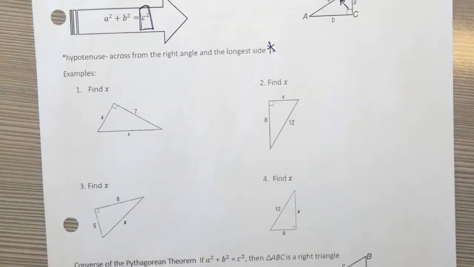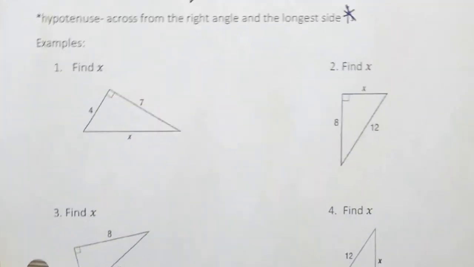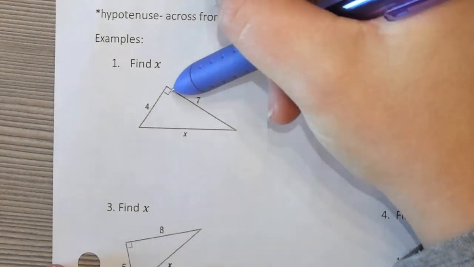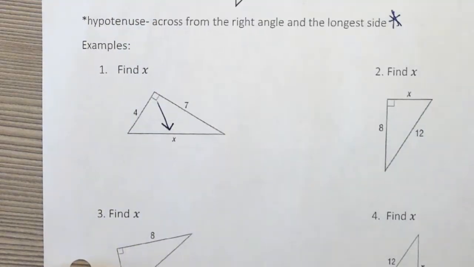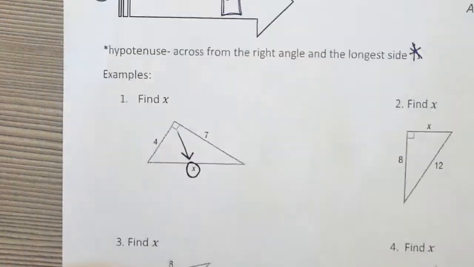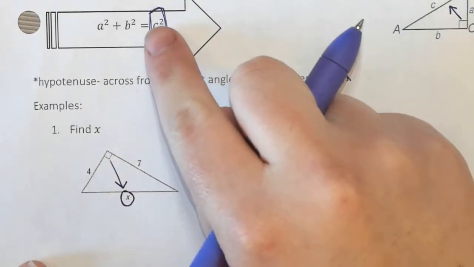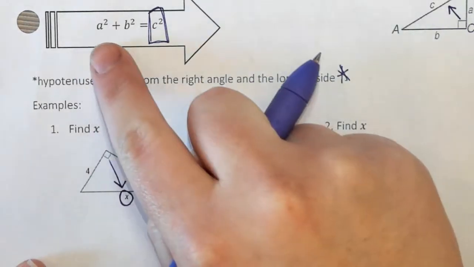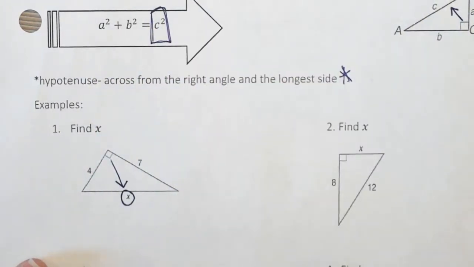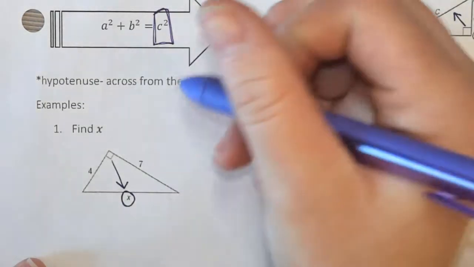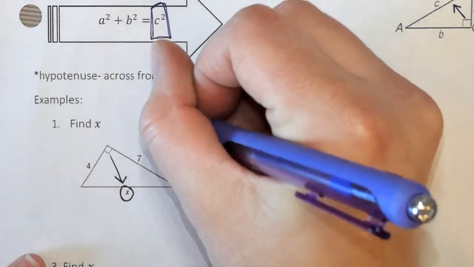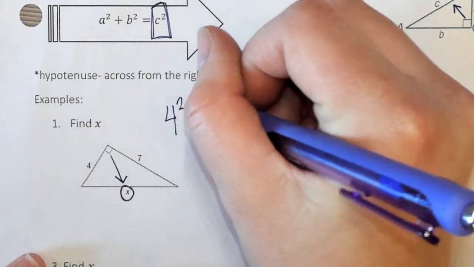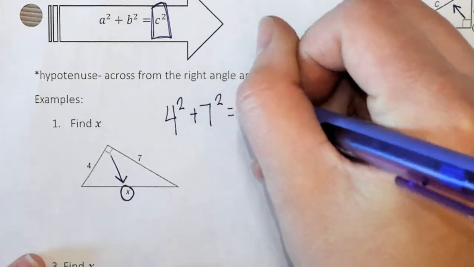Okay, so let's do a couple of examples. First of all, let's always start off finding our hypotenuse. So I find my 90-degree angle. Here's the 90-degree angle. Draw an arrow. There's the hypotenuse. So it has to go where C is. So the other two are going to be either A or B. It does not matter which one. Does not matter at all. So let's call A 4 and let's call B 7. So when we're plugging it in, we'll have 4 squared plus 7 squared equals x squared.